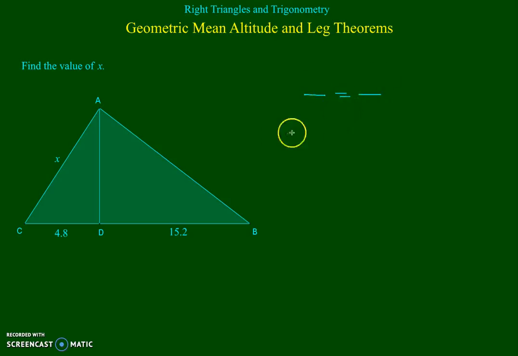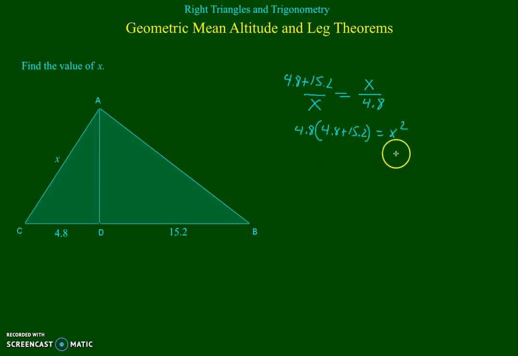We set it up just like we always do. And the leg is the geometric mean, so it goes in second and third proportionals. And it is the geometric mean of the entire hypotenuse, which means CD plus DB. So it's going to be 4.8 plus 15.2. And the segment on the hypotenuse closest to that leg, or adjacent to that leg, 4.8. So now we have to do a little bit of algebra here, and we're going to have 4.8 times 4.8 plus 15.2 equals x squared.